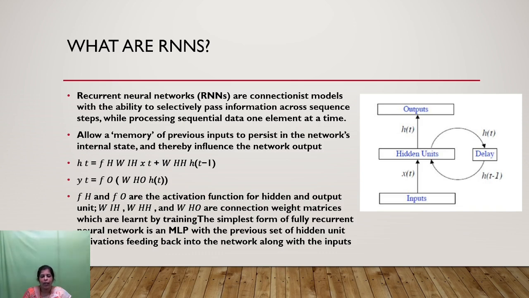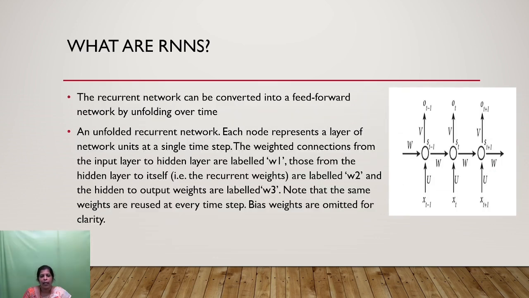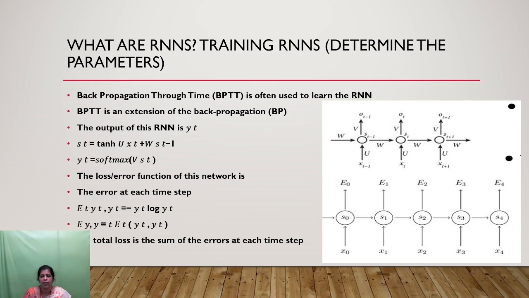Here we have a multi-layer perceptron model, which can also be converted into a normal feed forward network. This is an unfolded recurrent network. The connections from input to hidden are W1, from hidden to the next hidden layer W2, and from hidden to output W3. The weights are used during each step, and the bias weights are omitted for clarity.